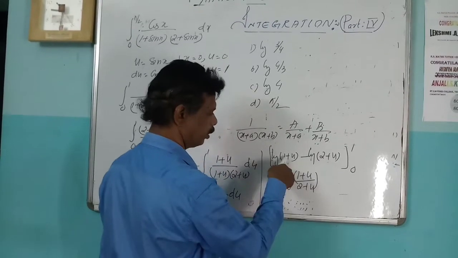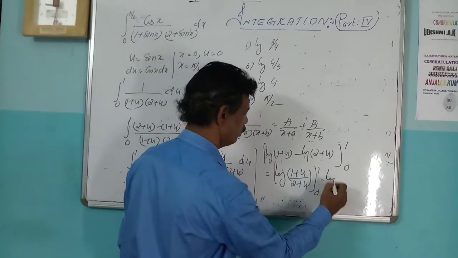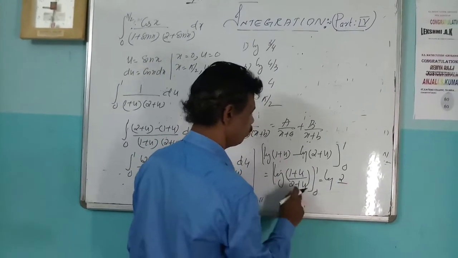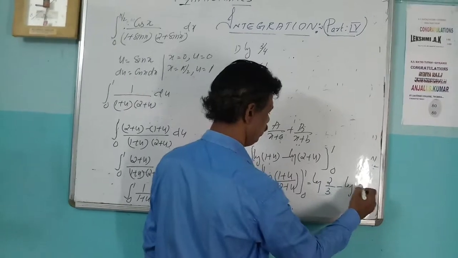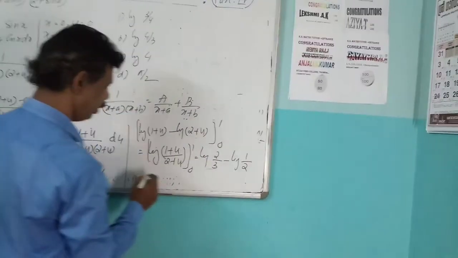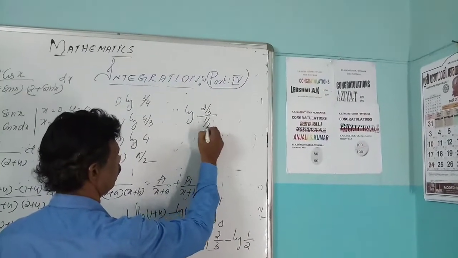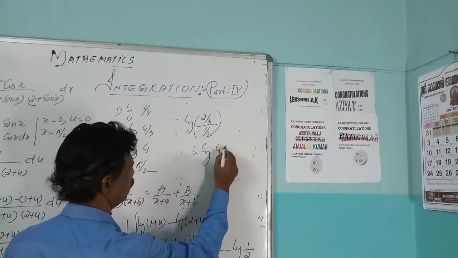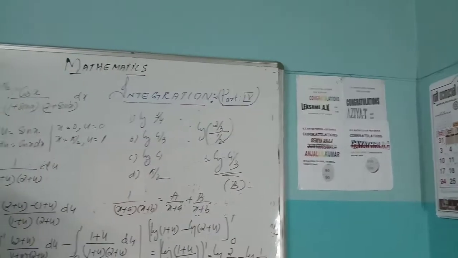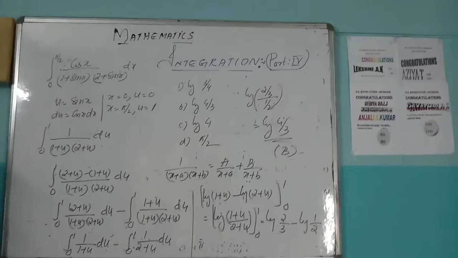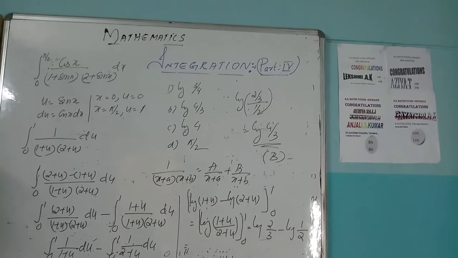Apply the upper limit: 1 plus 1, 2, by 2 plus 1, 3, minus the lower limit 0: log of 1 plus 0, 1, by 2 plus 0, 2. Log a minus log b is log a by b, that is log of 2 by 3 divided by 1 by 2, which is equal to log of 4 by 3. Okay, so the choice is B.